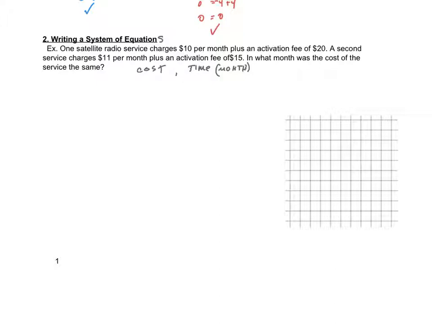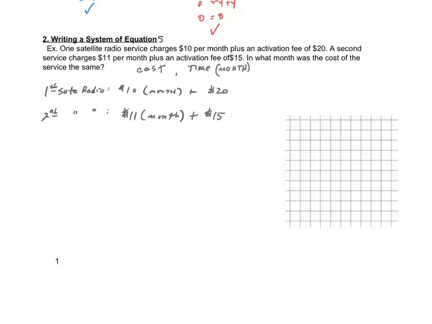So if we look at the first satellite radio service, sat radio, that first one is going to be equal to $10 per month plus an activation fee of $20, plus $20. And the second sat radio is going to be $11 per month and an activation fee of $15.